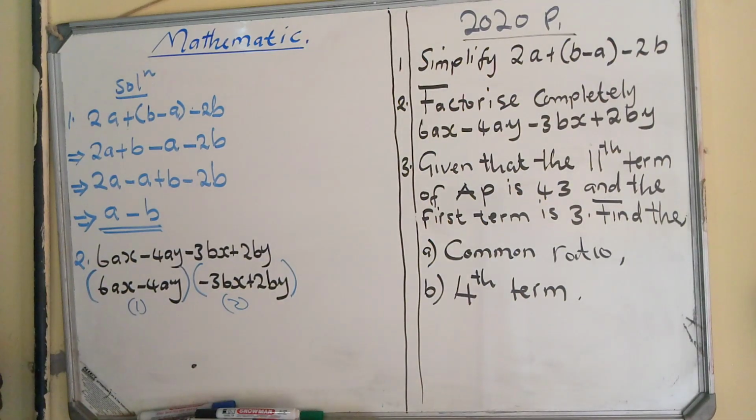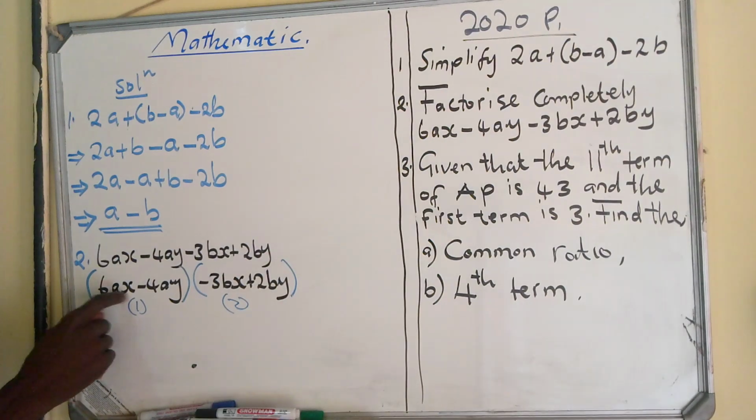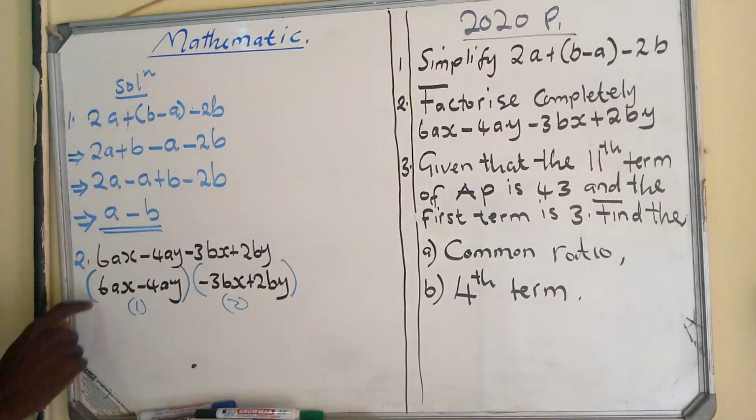In the first group, I'll look for what is common. We've got 6ax, we've got 4a. So a is already common, and then there is a number here. The number which is common here is 2.